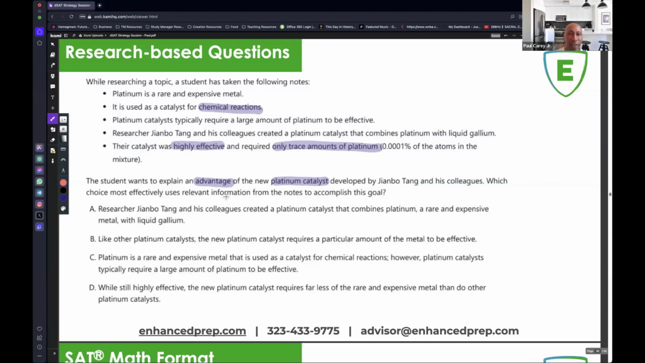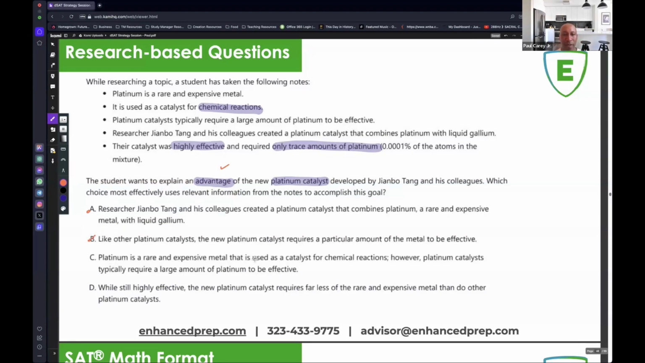So we just started that, so let's go ahead and finish it. Researchers and their colleagues created a platinum catalyst that combines rare and expensive metals. Okay, cool. That kind of works, but it doesn't answer the advantage part. Like other platinum catalysts, the new platinum catalyst requires a particular amount of metal. Okay, cool. That's not really what we're talking about.